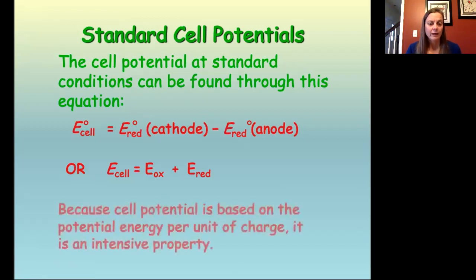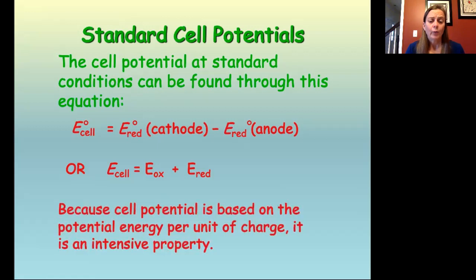And of course, because cell potential is based on the potential energy per unit of charge, it is an intensive property, not an extensive one. So unlike the other units that we've been working with in this unit, you do not need to multiply this by the number of moles. Whether we're talking about copper, which transfers 2 electrons, or silver, which only transfers 1, we don't need to multiply by a coefficient.